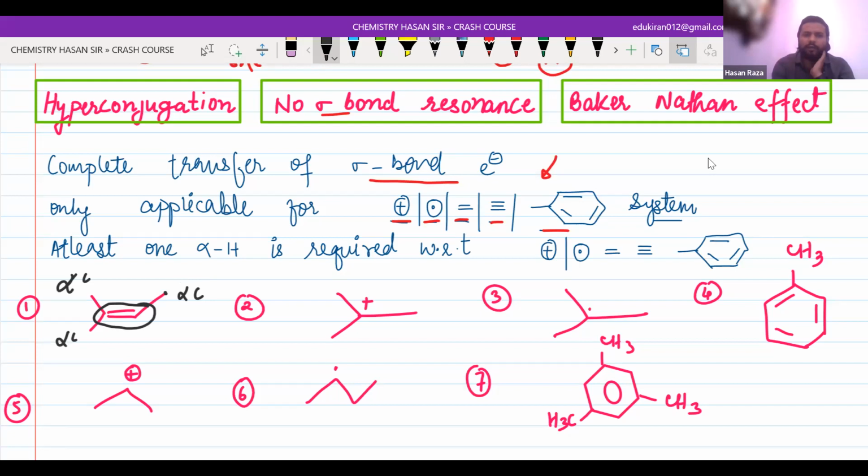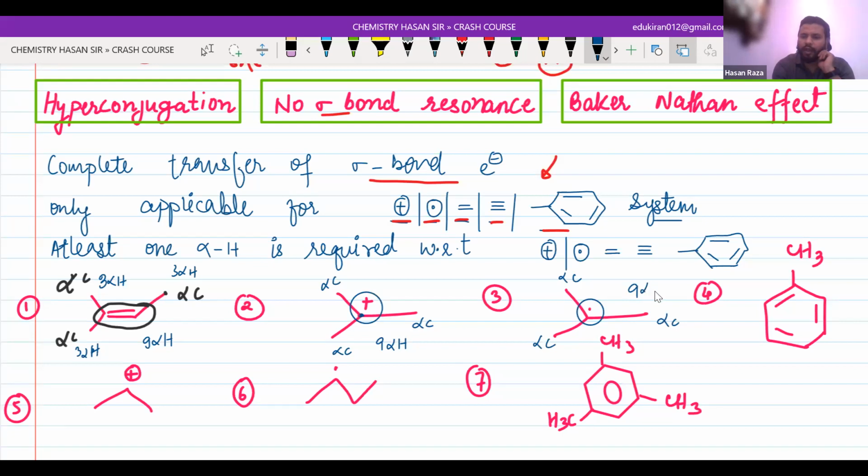So you can see three alpha hydrogen is here, three alpha hydrogen is here, and three alpha hydrogen is here. Total alpha hydrogen is 9. In the same way, you can calculate the alpha hydrogen here. This is your carbocation, and you can see alpha carbon, alpha carbon, alpha carbon. Each alpha carbon has three alpha hydrogen, so total 9 alpha hydrogen. With respect to the free radical, you can see alpha carbon, alpha carbon, alpha carbon, so it also has 9 alpha hydrogen.